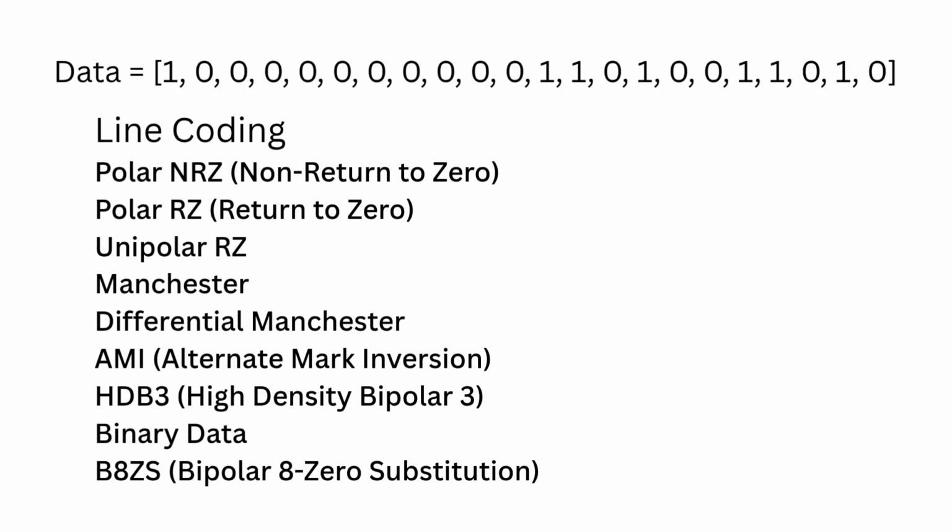Digital data is made of ones and zeros, but wires and channels carry voltages. Line coding is simply the rule that converts digital bits into electrical waveforms. Different line codes help reduce errors, save bandwidth, and allow the receiver to stay synchronized.